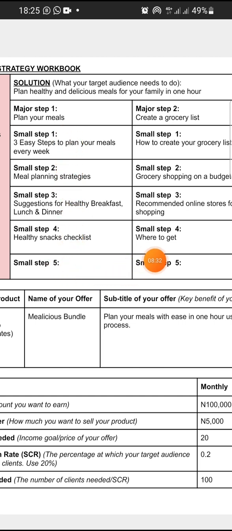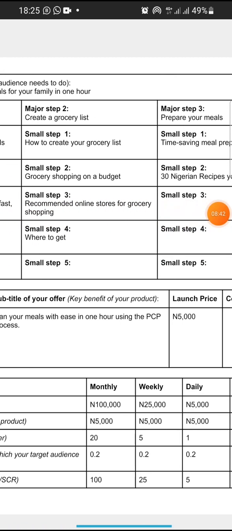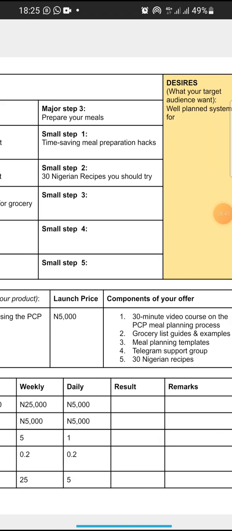If you notice here, it's not really complete. We didn't fill it up, so we just stopped at a few. So you must not have up to 5. Yours can even be 2. It can be 3. So just write out the smaller steps that your target audience needs to follow, right?